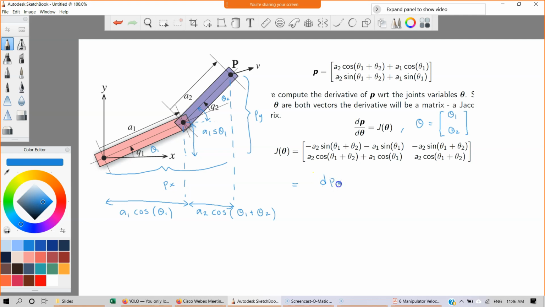The way we do it is dpx, the first element. Remember, I call this px and this is py. So dpx d theta 1, and dpx with respect to theta 2. It should be a partial derivative, but never mind, you know how it works. Let me correct it. Mathematically, we write this as partial derivative del px del theta 1.